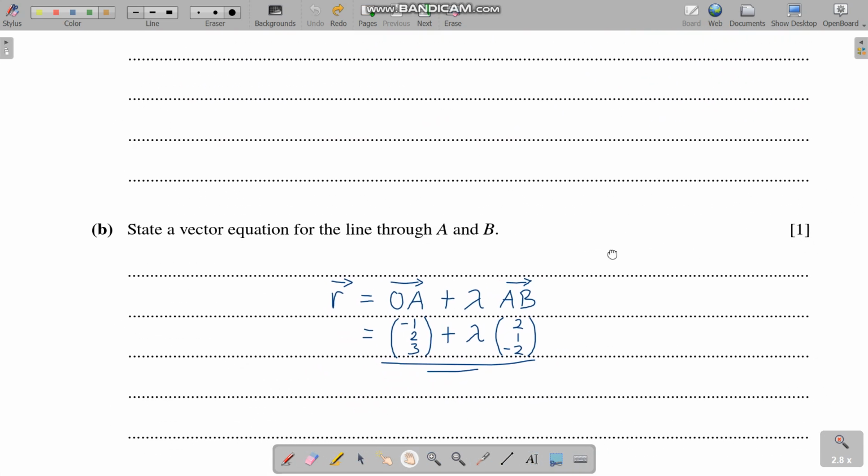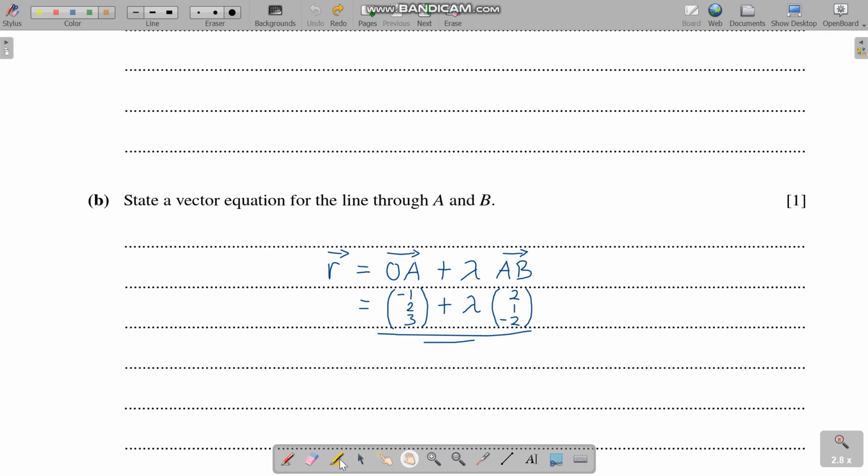Now the vector equation for the line through A and B. Line through A and B means we can use the point A or B and the direction vector AB or BA. So here we're using A and the direction AB. So this is how we write the vector equation using a parameter like lambda or mu or whatever variable.